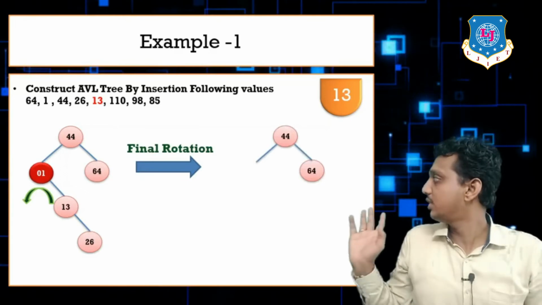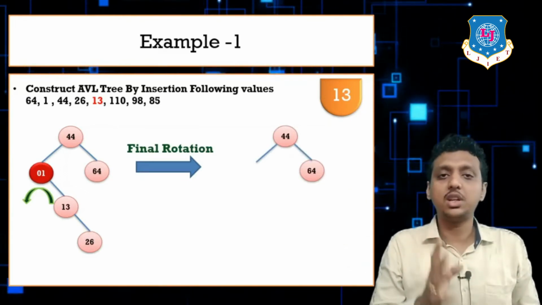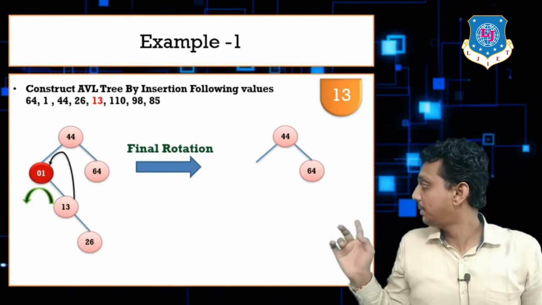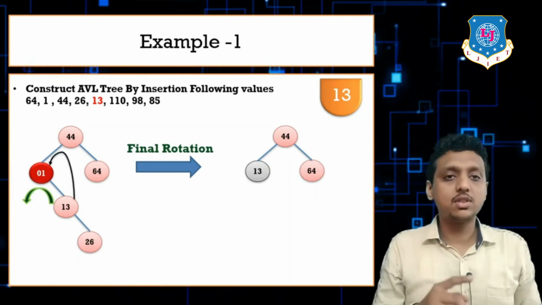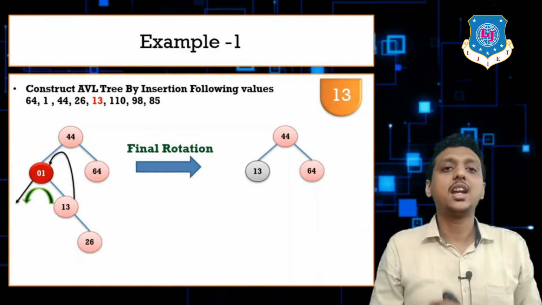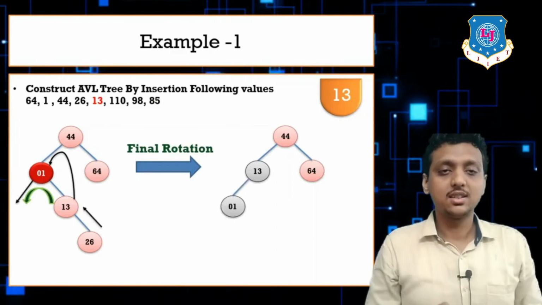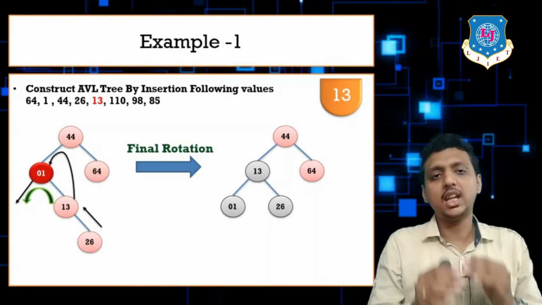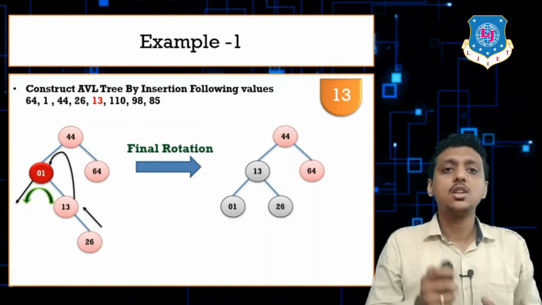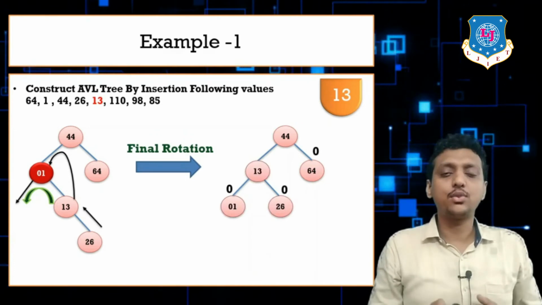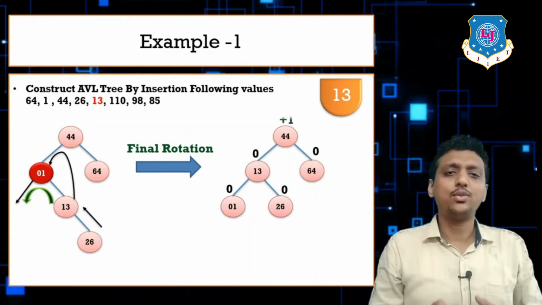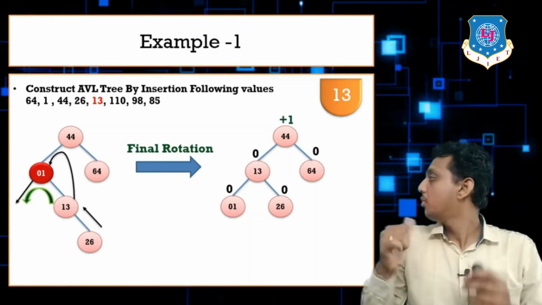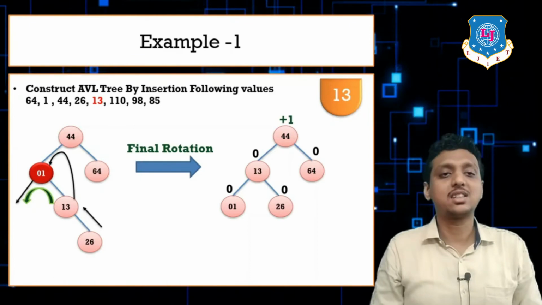The 44 and 64 remain as they are. Then 13 will take the place of 1, and 1 will go on the left side of the 13, and 26 will become the right side of the 13. Here it is. After applying the final rotation, we again need to check the balancing factors. The balancing factor on all leaf nodes is 0, 13 is 0, 44 is +1. So after inserting 13, my tree becomes a balanced tree.